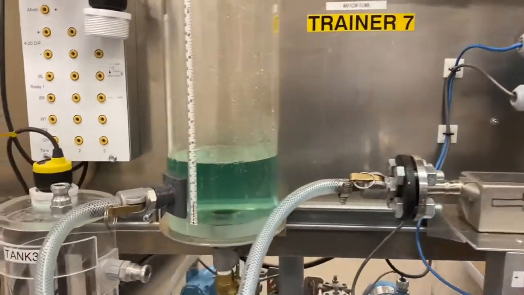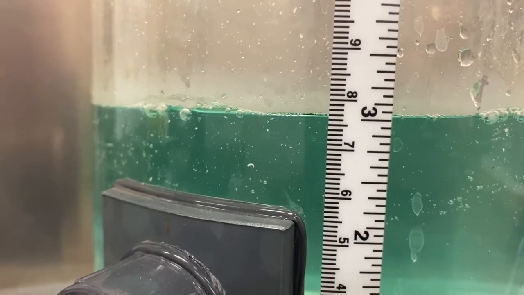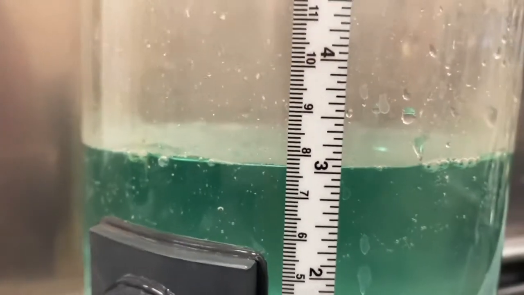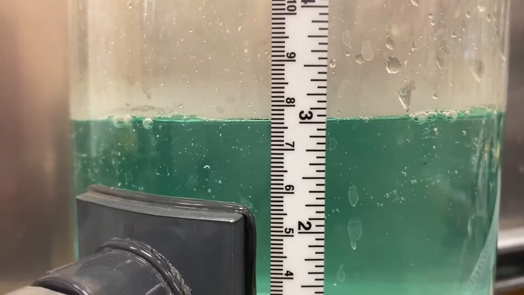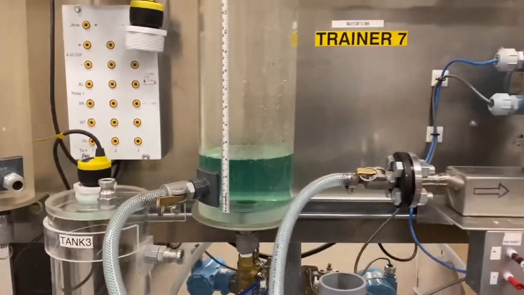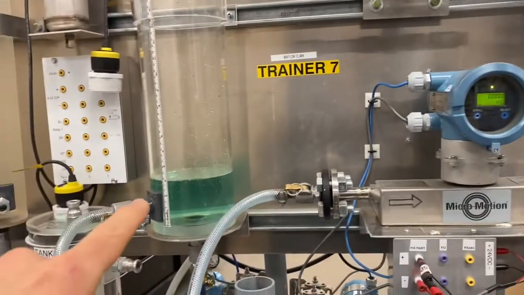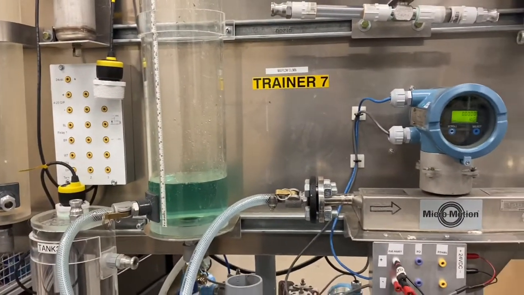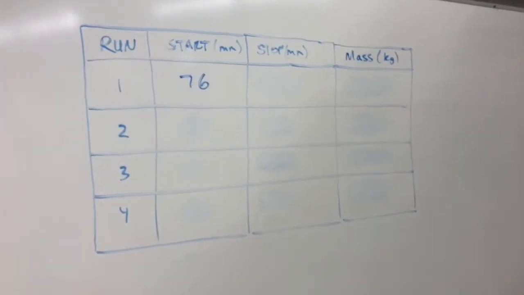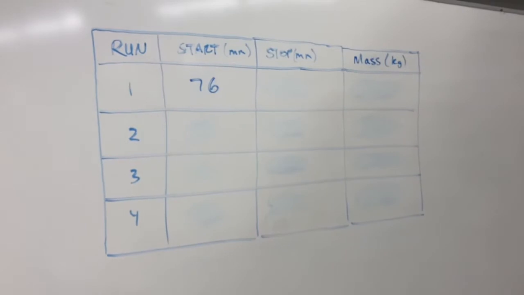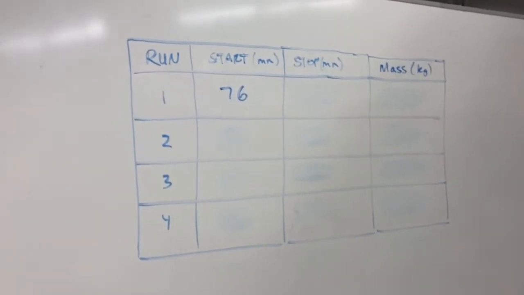So I'm going to record our start height here, which is about 76 millimeters. We're going to start at 76 millimeters. We're going to fill this up, and we're going to record the mass that flowed through, and we're going to record the start and stop heights on a table on the whiteboard over here. All right, so we've got our table set up here, start, stop, and now instead of a pulse value, we have a mass value over there on the right. Recorded our first start value there at 76 millimeters, and we're ready to go over here.